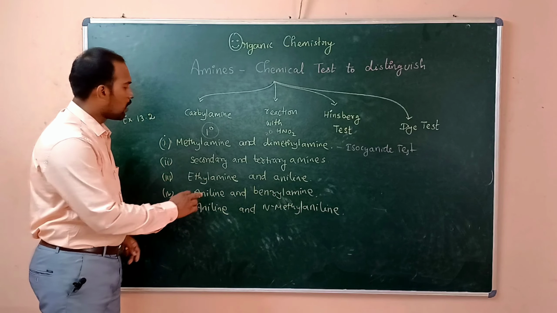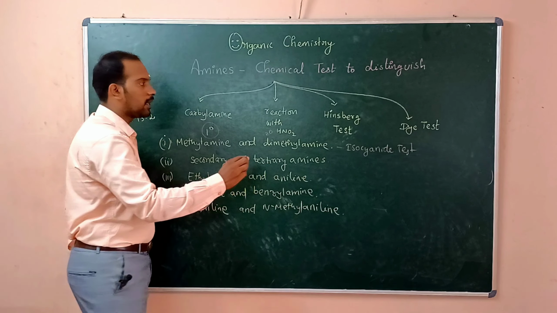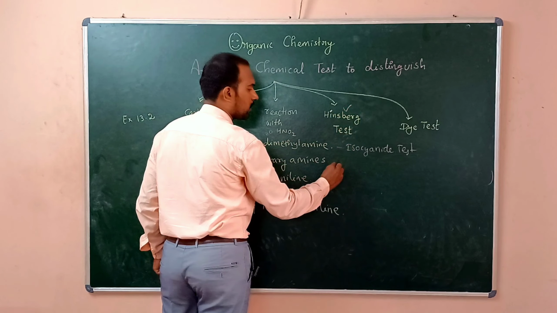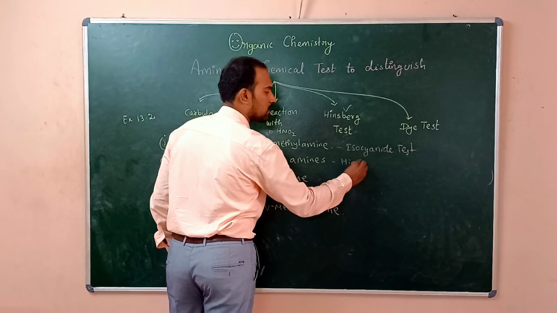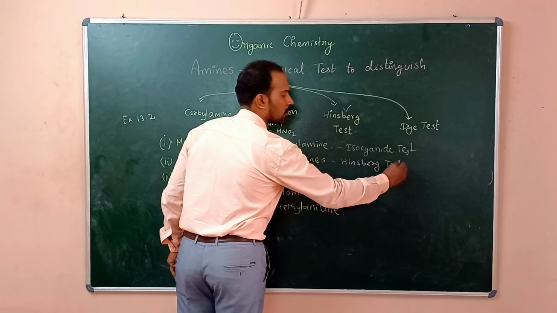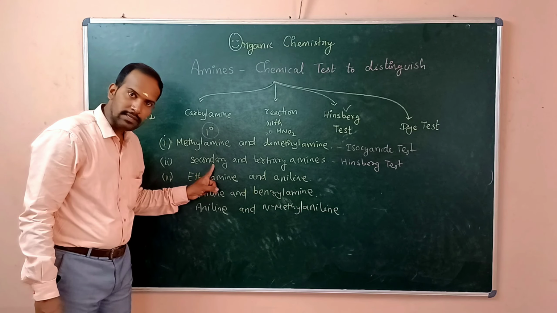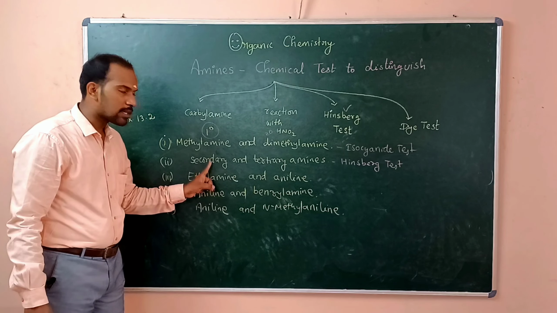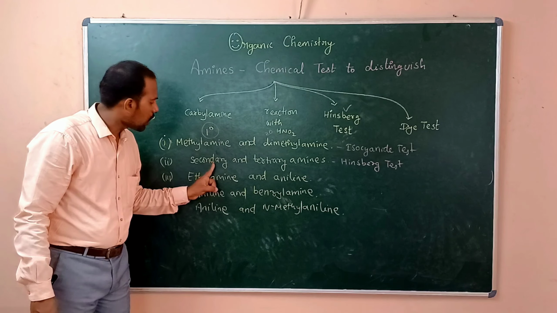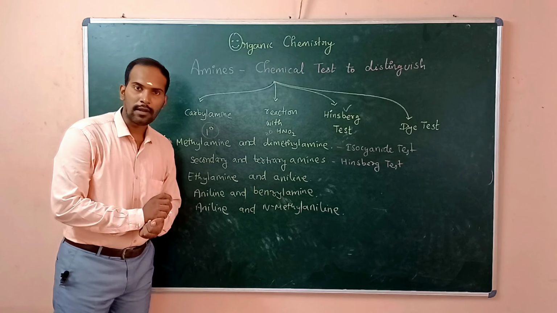Okay. Second one, how we distinguish secondary and tertiary amine? Best example we can use Hinsberg test. Okay. So Hinsberg test is, a secondary amine reacts with benzene sulfonyl chloride. It forms a precipitate that is insoluble in alkali, and tertiary amine does not react with benzene sulfonyl chloride.